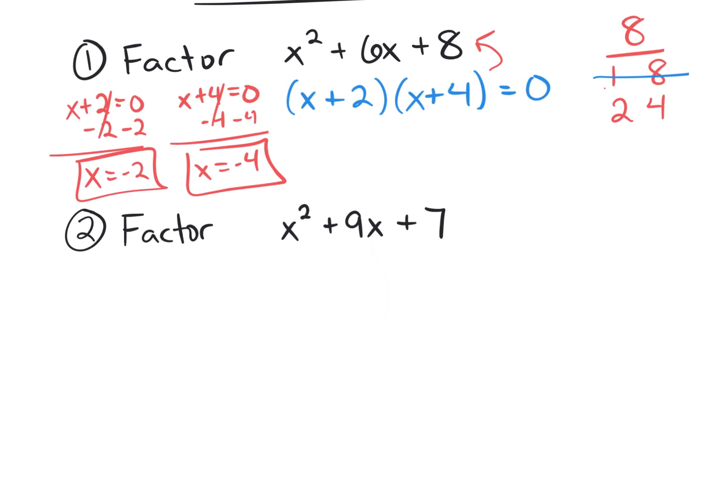Okay, looking at example 2. Same thing. We want factors of 7 that add up to 9. What are factors of 7? 1 and 7. What else? None. That's it. Does 1 and 7 add up to 9? No.